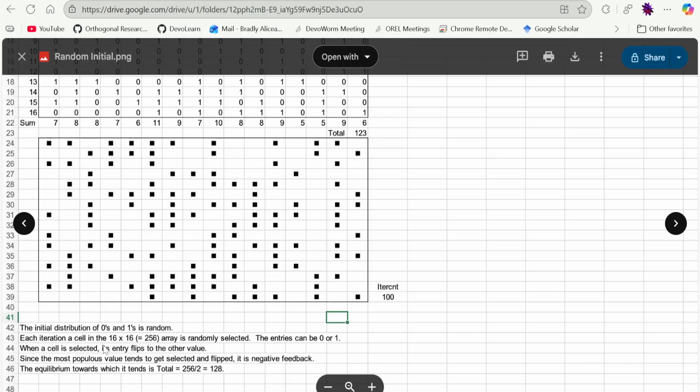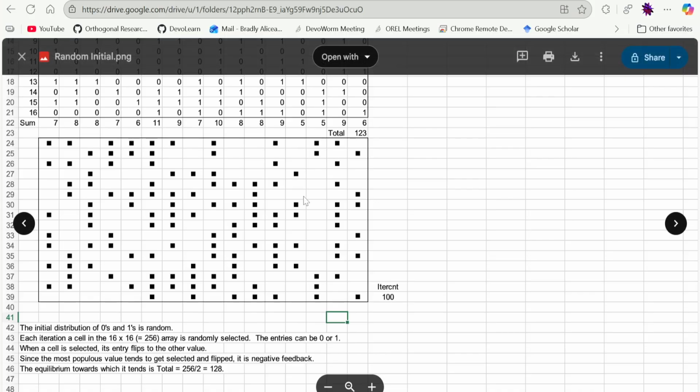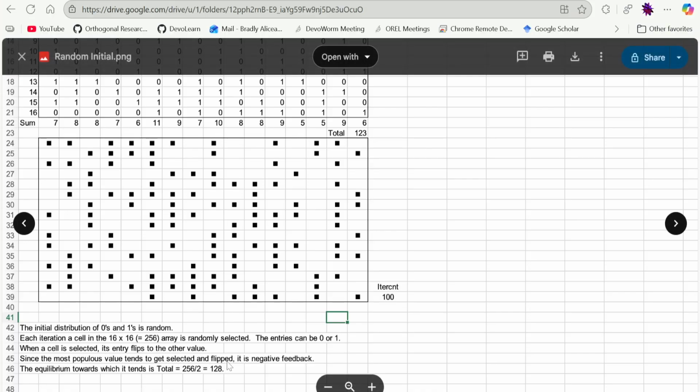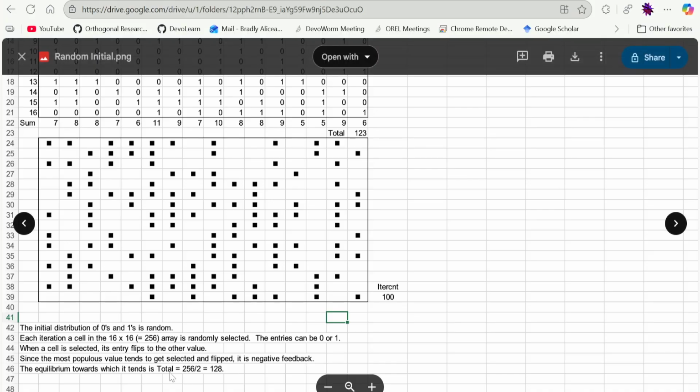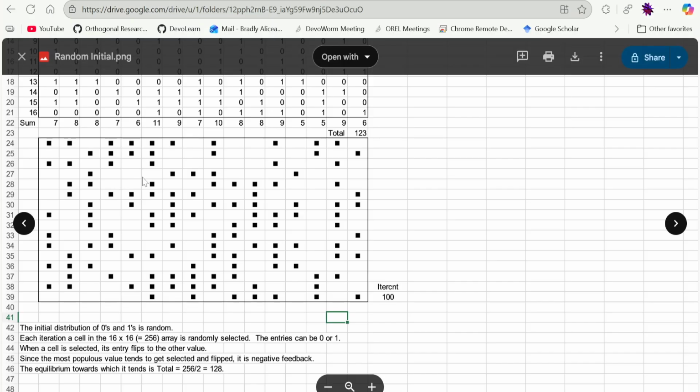Each iteration, a cell in the 16 by 16 array, which is the size of our grid here, is randomly selected. The entries can be 0 or 1. When a cell is selected, its entry flips to the other value. Since the most populous value tends to be selected and flipped, it is negative feedback. The equilibrium towards which it tends is where you have 256 divided by 2 equals 128. In other words, half of the cells will be zeros and half will be ones, and that should happen over time.